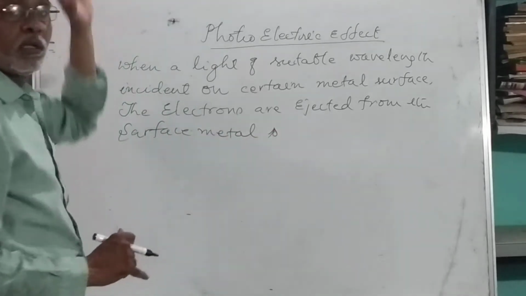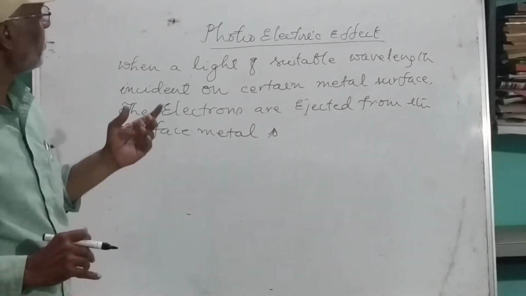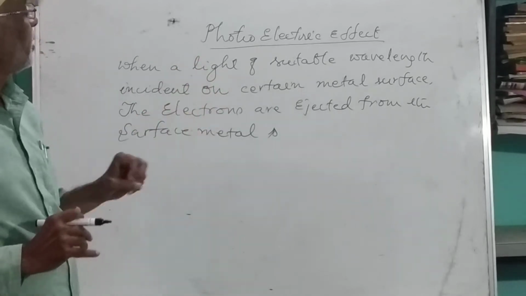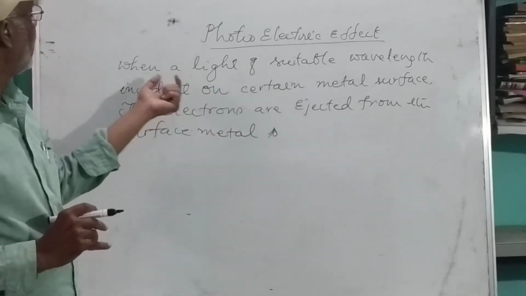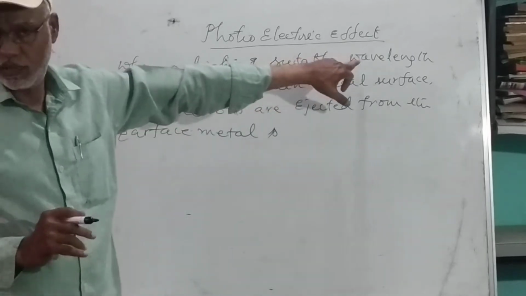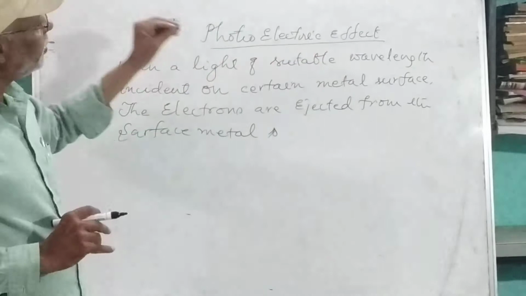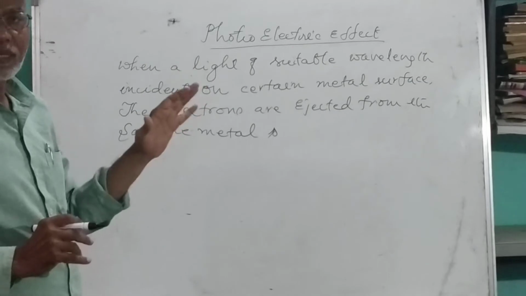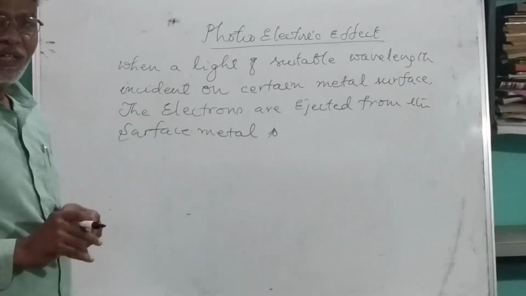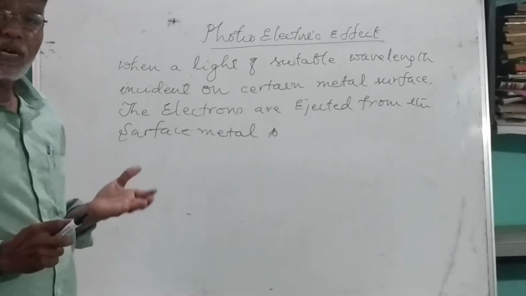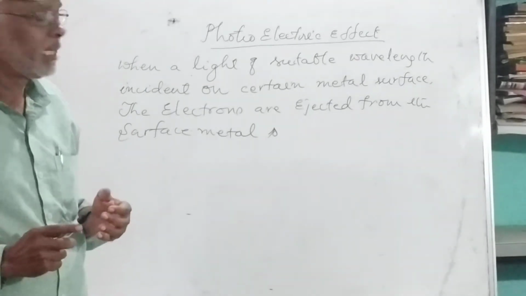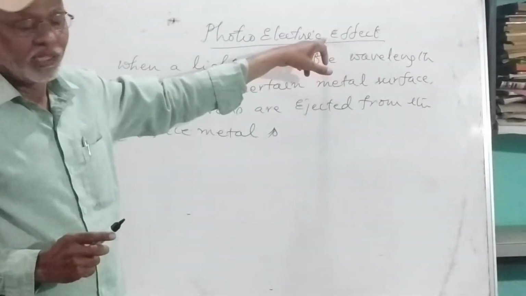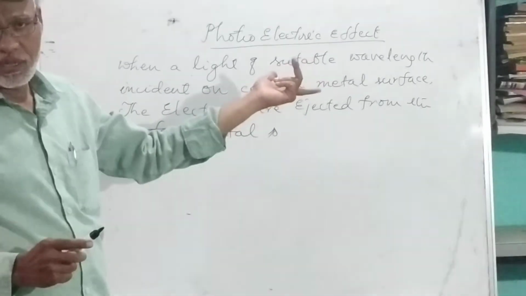Surface of metal. In this statement, you have to know that when a light of suitable wavelength is used, I mean that you have to use a particular wavelength for a particular metal surface. Then and only then will electrons be liberated from the surface of the metal. This process is known as the photoelectric effect.